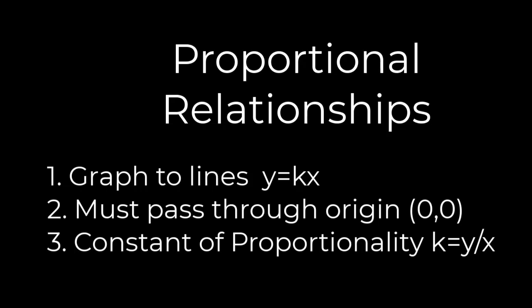So once again, to summarize, proportional relationships are lines that are related by the equation y equals kx, where k is a constant that represents a number. These lines must pass through the origin, otherwise they are not proportional relationships. And we can always find that constant of proportionality, the k constant value, by dividing y by x.